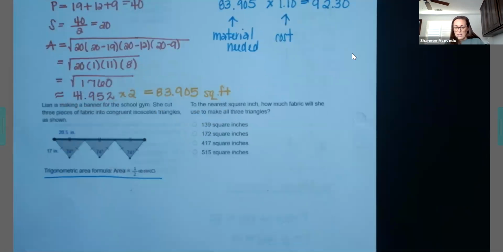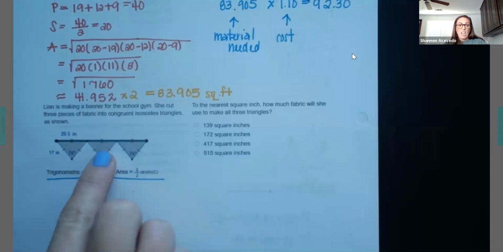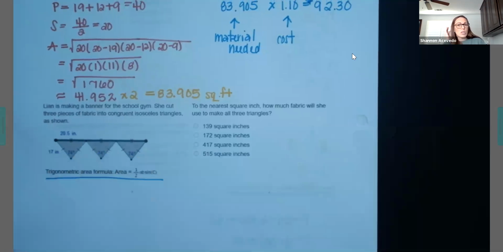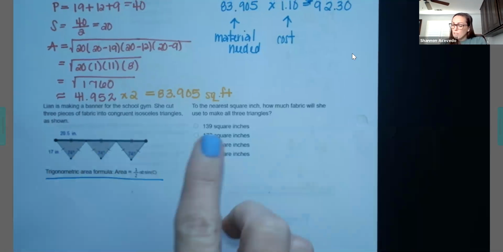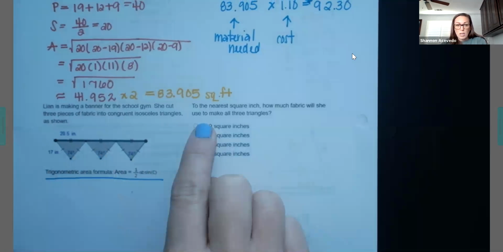All righty. Last one. Okay, so Leanne is making a banner for school. So they go back to these banners a lot. So she cut 3 pieces of fabric into congruent isosceles triangles. So all 3 of these are going to measure the same. So if I find the area of one, then I know the area of the other 2, right? So to the nearest square inch, how much fabric will she use to make all 3 triangles?